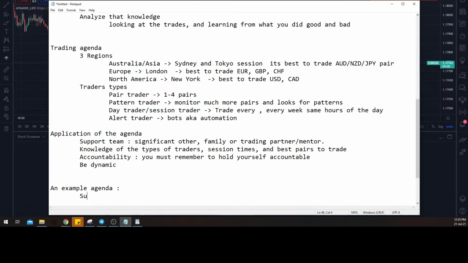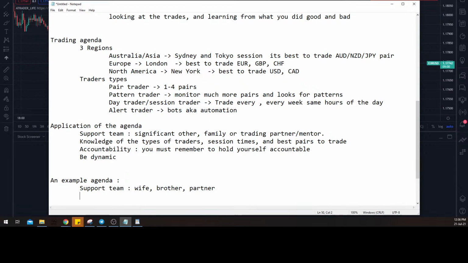So like I said, we have the support team. In this case, it can be the wife, it can be the brother, it can be a partner, and so on. Then, for example, like I said, we have the pairs to trade. So in this case, let's say I want to trade GBP USD, Euro USD, CHF USD, GBP Japanese, and stuff like Euro, just to name a few.